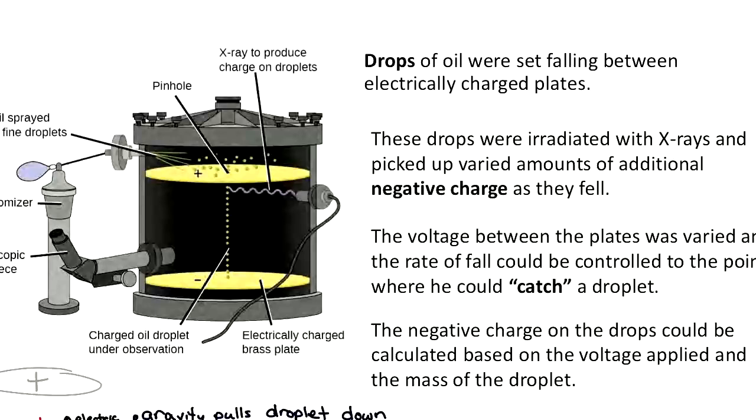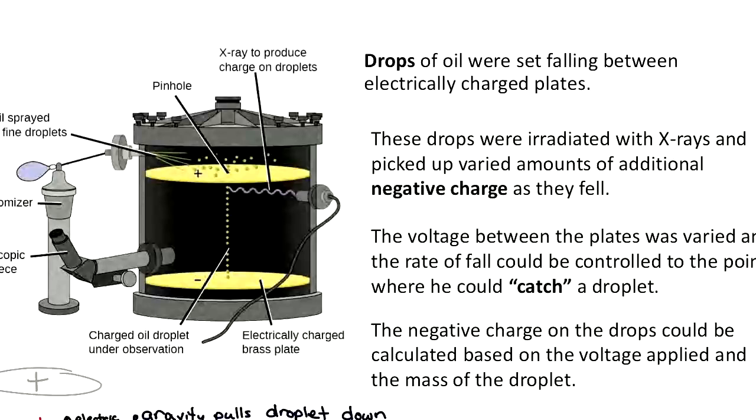So Millikan's oil droplet experiment, this is the setup. He took oil, put it in a spray gun, and sprayed it so a bunch of drops were made. But at the same time, when he sprayed his oil, he irradiated the drops with X-rays. By doing that, those droplets were able to gain some negative charge, all right? So they were gaining electrons.